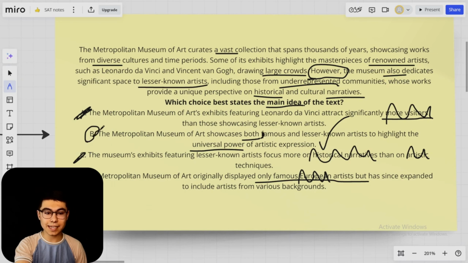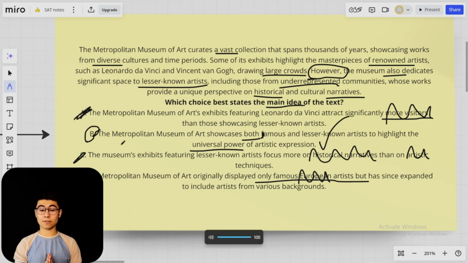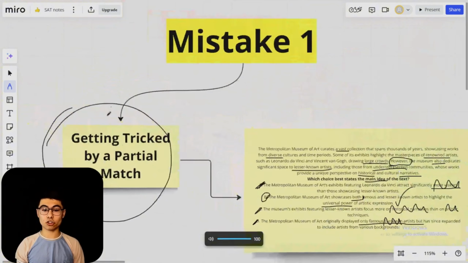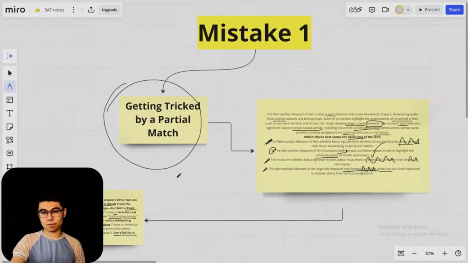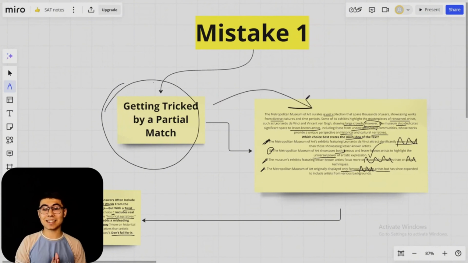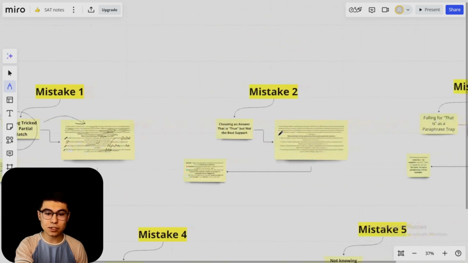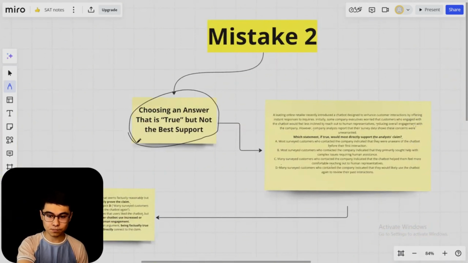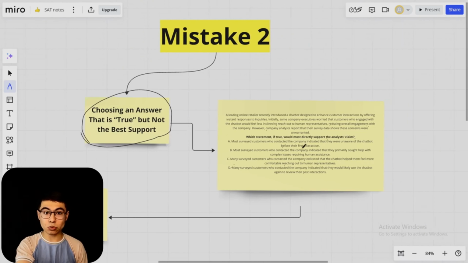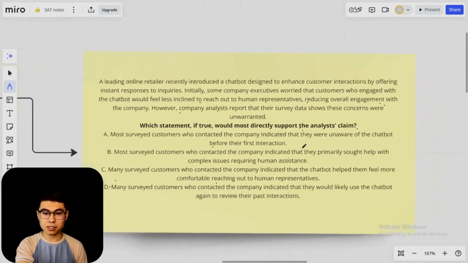So as you can see, that's the mistake, which is getting tricked by a partial match. Some sort of phrase is used from the passage. It does not mean that that is the correct answer. Now let's move on to mistake number 2, which is choosing an answer that is true but not the best support. Now let me show you through a real SAT question I created.